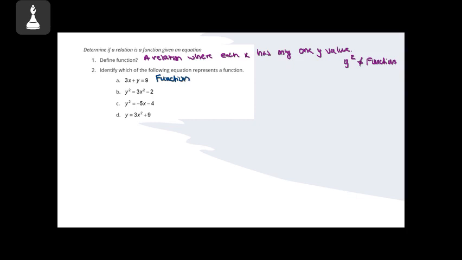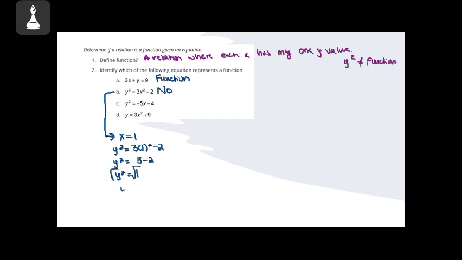For B, we have y squared equals 3x squared minus 2. Now, I mentioned that when you have a y squared, it's not going to be a function. So here's why. If I let x equal 1, I would have y squared equals 3 times 1 squared minus 2. Y squared equals 3 minus 2, so y squared equals 1. To solve for y, I would square root both sides, and I could get positive 1 or negative 1.